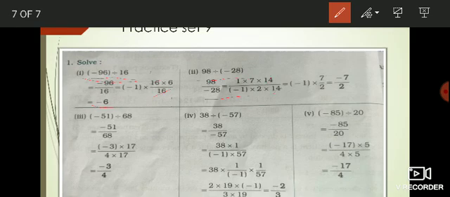Now 14 ones are 14, 14 ones are 14, will get cancelled. Minus 1 is as it is, 7 upon 2. Multiply minus 1 to the 7, then the answer is minus 7 divided by 2.